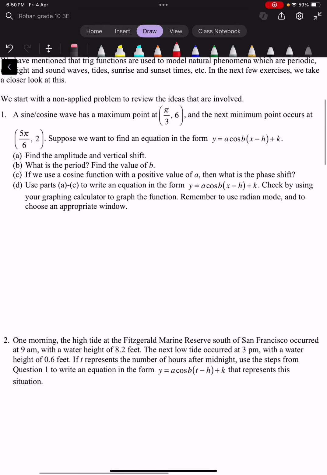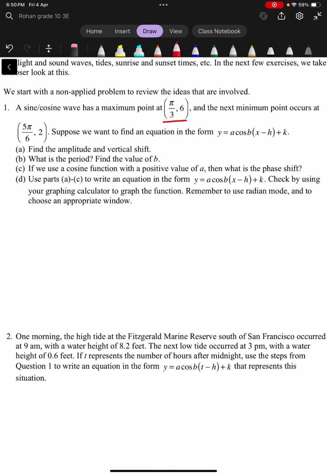Now we start with a non-applied problem to review the ideas that were involved. In a sine cosine wave, the max point is given to you, pi by 3, 6, and the next minimum point is given. So they've given you the coordinates of this and this. The max point is pi by 3, 6, and the min point is 5 pi by 6, 2. We know the max and the next min. Suppose you want to find the equation in the form of cos.